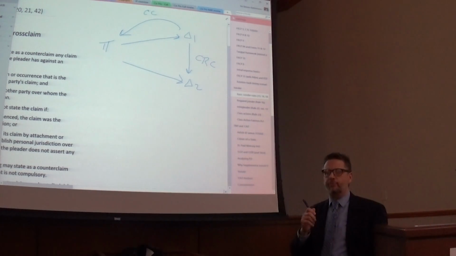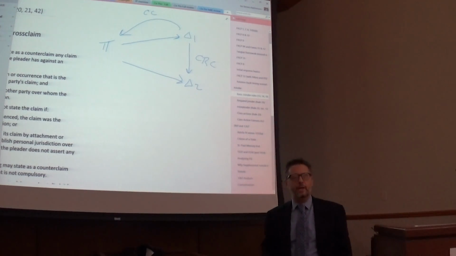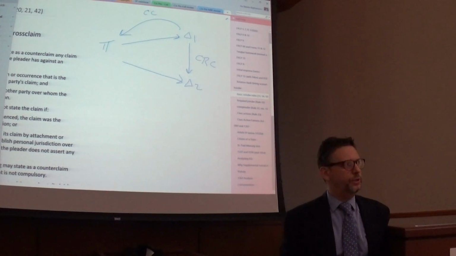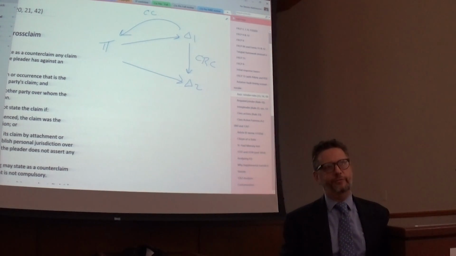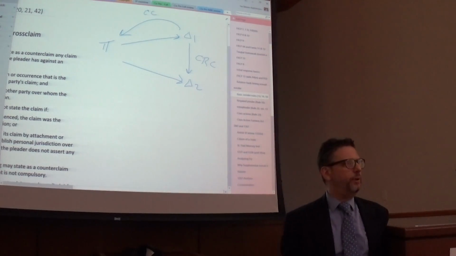First thing to keep in mind is cross-claims, D1 versus D2. Is there such a thing as a compulsory cross-claim? There is not. Cross-claims are always permissive. Second thing, is there such a thing as a compulsory counterclaim? Yes.